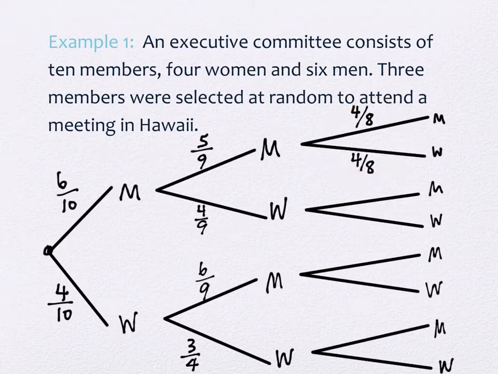Now the next one. On the next set of branches, I've actually drawn 1 man's name and 1 woman's name. So you have to keep that in mind as you make your probability statements. I've drawn 1 man and I've drawn 1 woman. How many men's names are left in the basket?